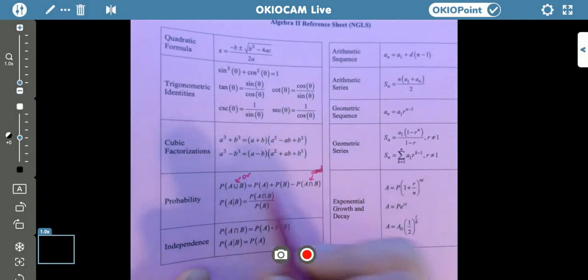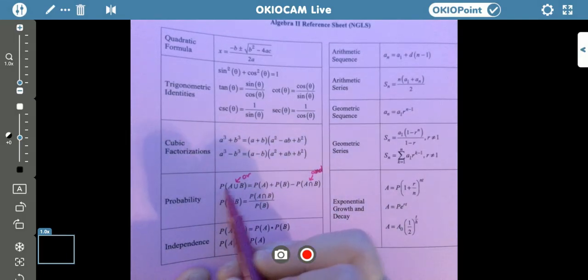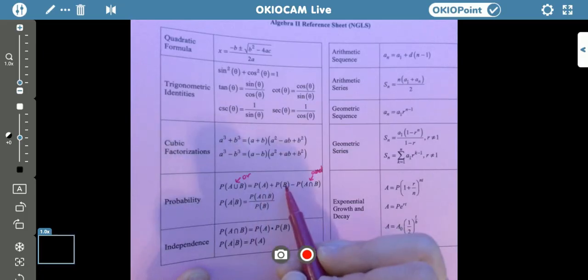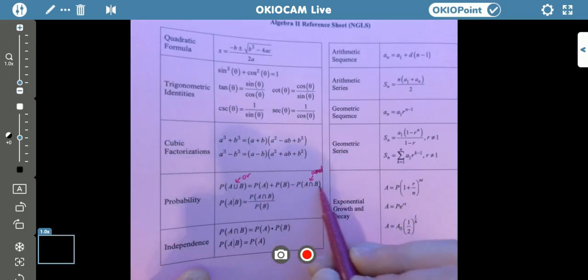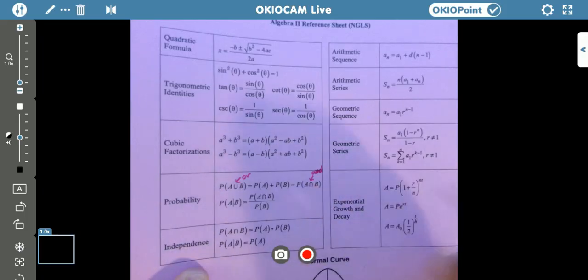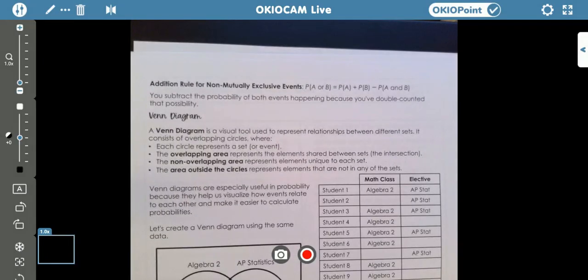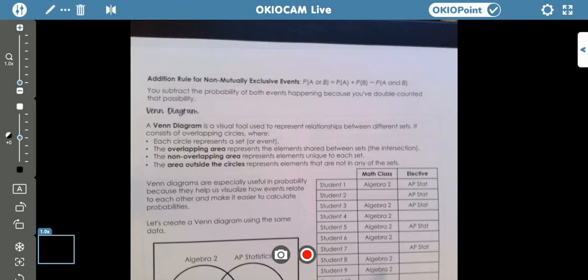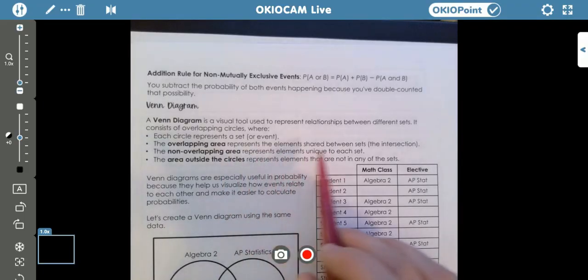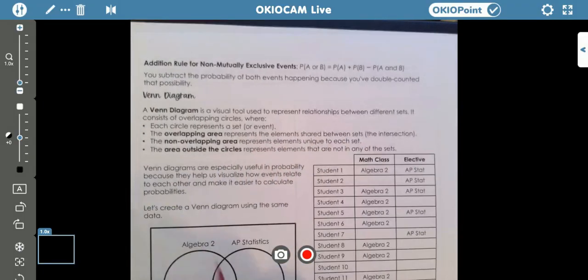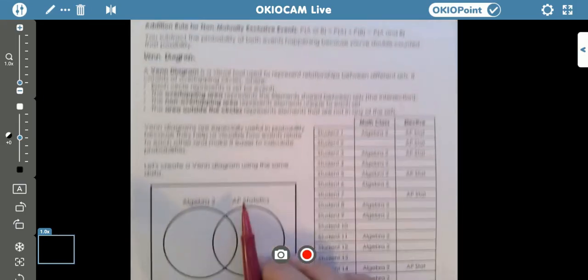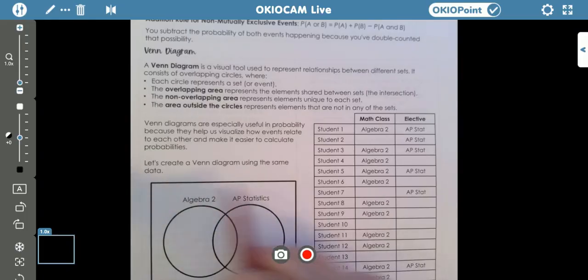All right, so this is the formula we're talking about right now. If I want to find the probability of A or B, I take the probability of A plus the probability of B and minus the overlap, which is the and, the ones that are both A and B. All right, so kind of looking at what that looks like, we could use a Venn diagram. You've used those in the past. That might help you see it a little bit better. Overlapping area represents the elements shared between the two. Non-overlapping is what's unique to each one, and then the area outside the circles shows what numbers don't belong in either spot there.